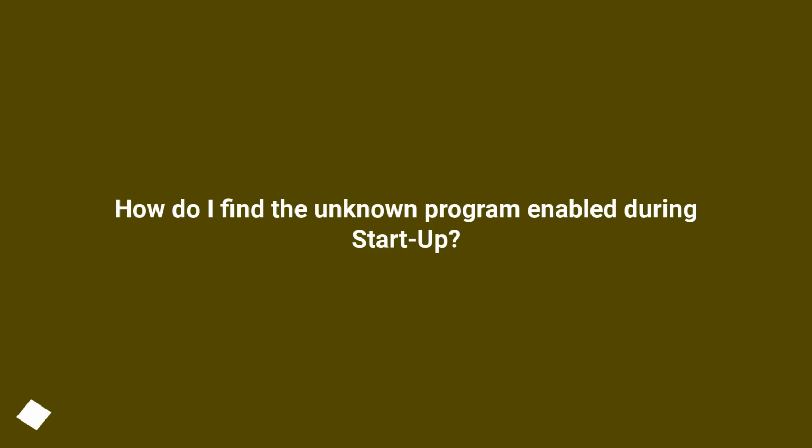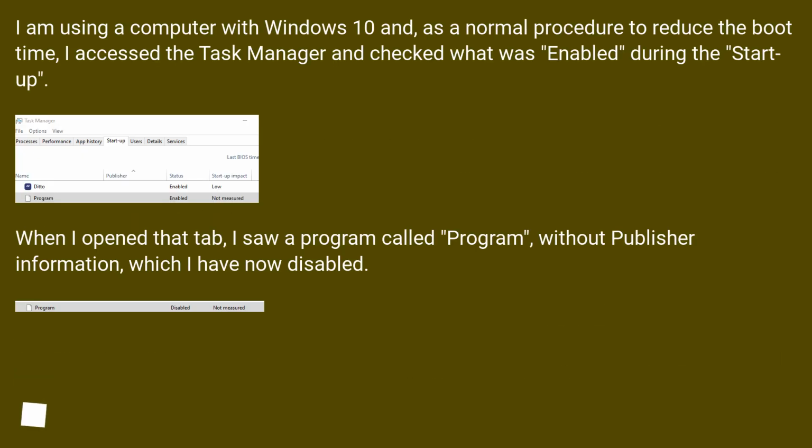How do I find the unknown program enabled during startup? I am using a computer with Windows 10 and, as a normal procedure to reduce the boot time, I accessed the task manager and checked what was enabled during the startup. When I opened that tab, I saw a program called Program, without publisher information, which I have now disabled.